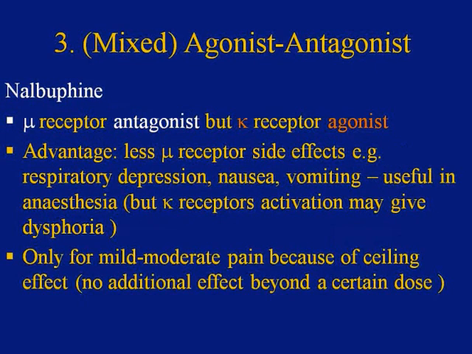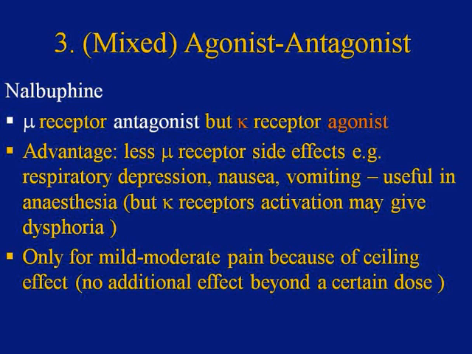In the third category, we have another drug which has a mixed agonist-antagonist profile, and the example is nalbuphine. Nalbuphine is an analgesic by way of being a kappa receptor agonist. It is a mu receptor antagonist. The advantage of that is that it does not have the side effects of mu receptors, such as respiratory depression, nausea, and vomiting.